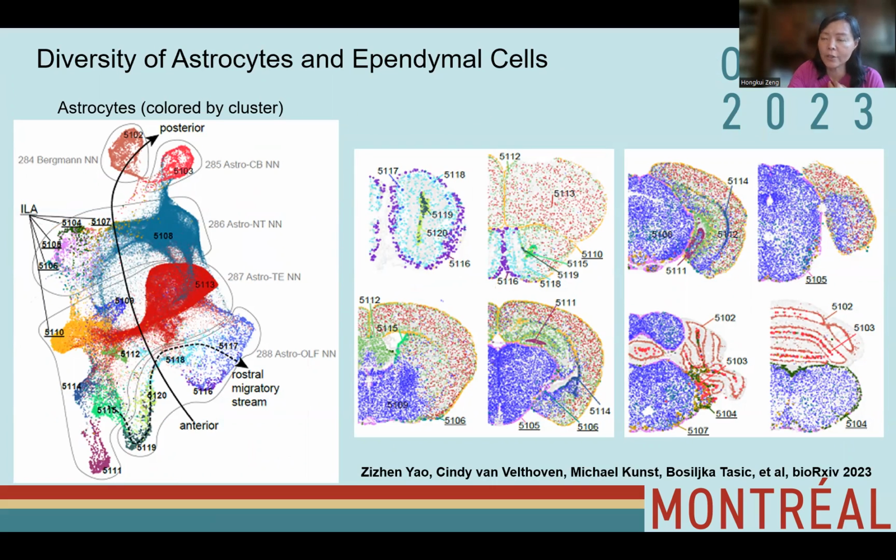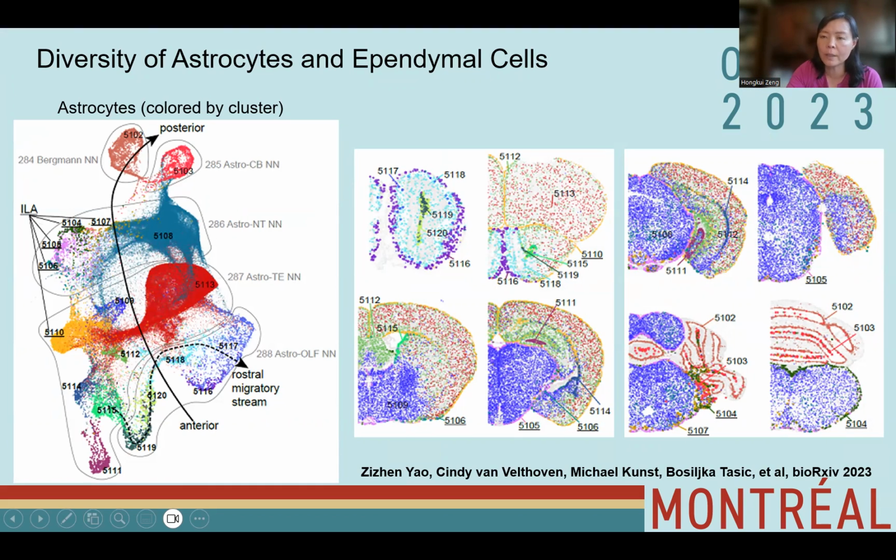And in addition to the neuronal diversity, we also observe very interesting, beautiful diversity in non-neuronal types. Here I just use astrocytes and ependymal cells as examples to show that. For astrocytes shown here, we see that the major astrocyte populations can be divided in a major region-specific manner, from olfactory areas to telencephalon, to non-telencephalon regions, and then to cerebellum.